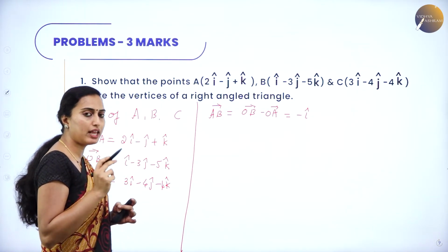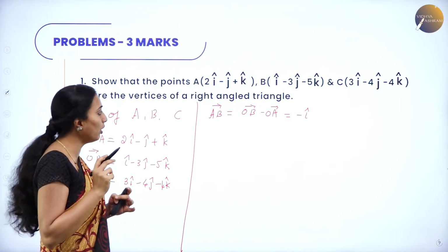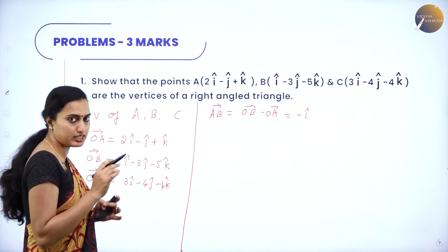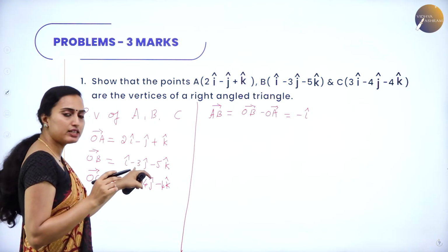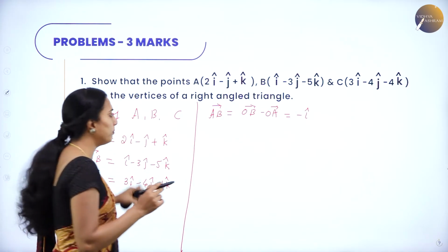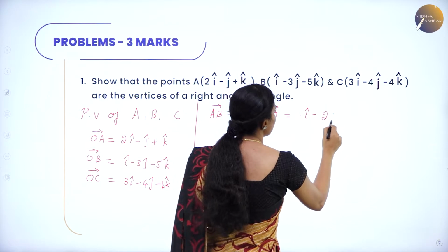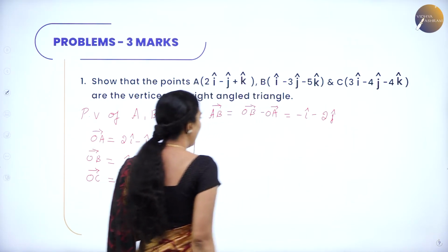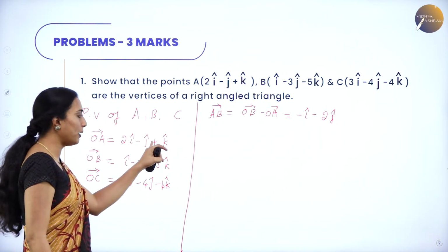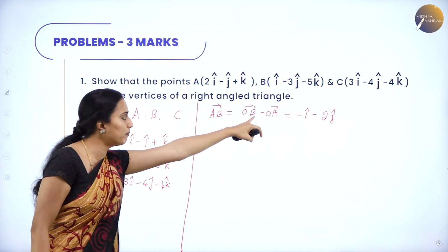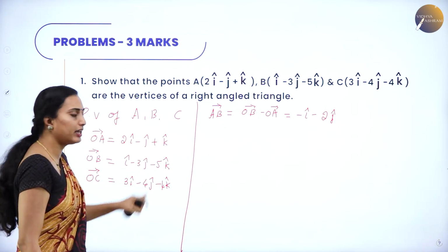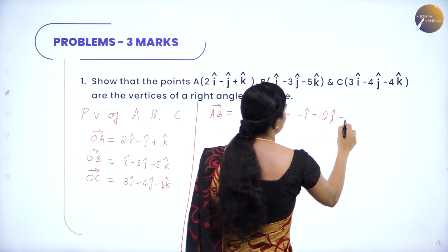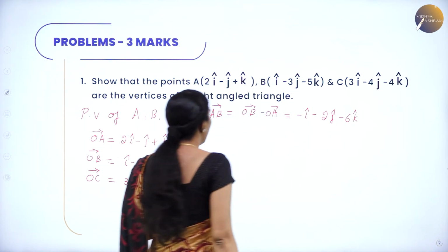Then minus 3j minus of minus j, because we are doing OB minus OA, right? The minus sign will come for this one. So minus 3j plus j becomes minus 2j, correct? Similarly, next you have minus 5k minus k, which is nothing but minus 6k. So this is your AB vector.